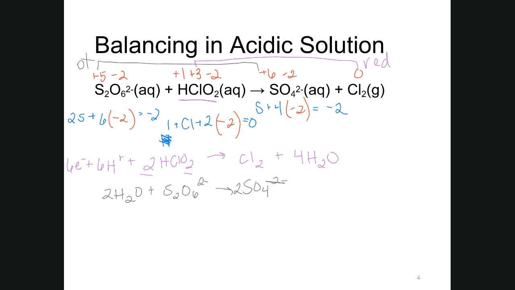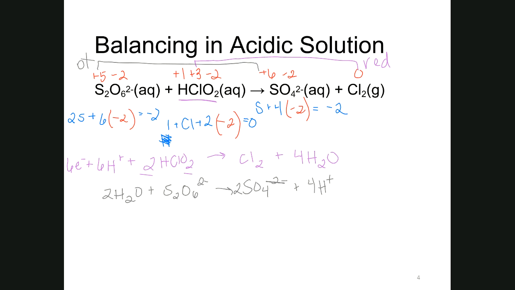The next step is to balance hydrogens by adding protons. And so on the left side, we have 2 times 2, so we have 4 hydrogens, versus on the right side, we don't have any hydrogens. So we're going to put our 4 protons on the right, and then we need to figure out how many electrons we need and where they're going to go.